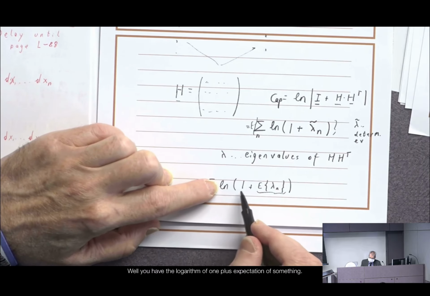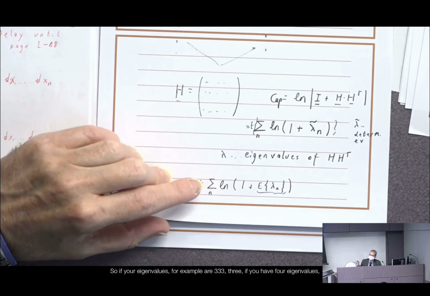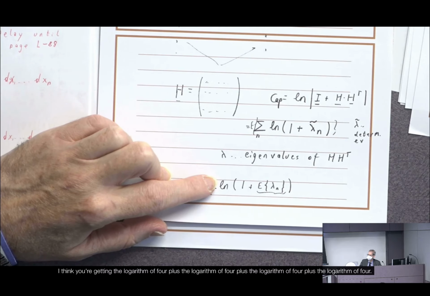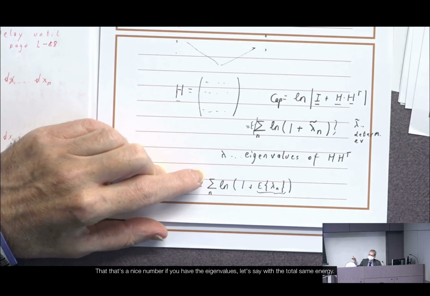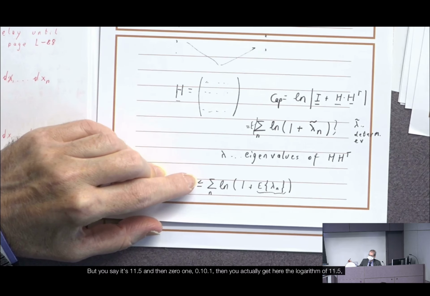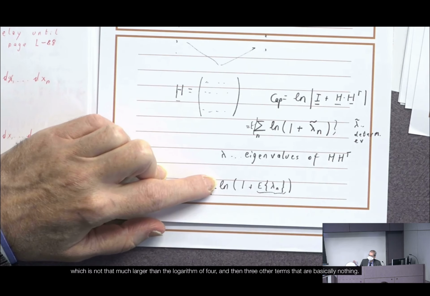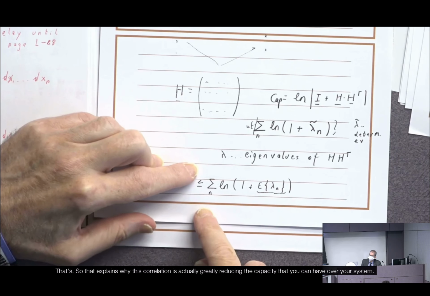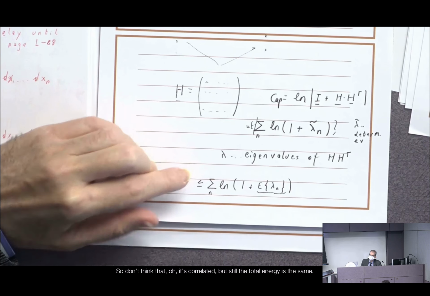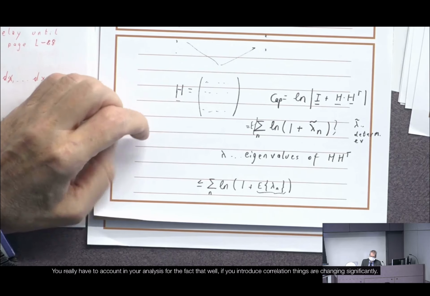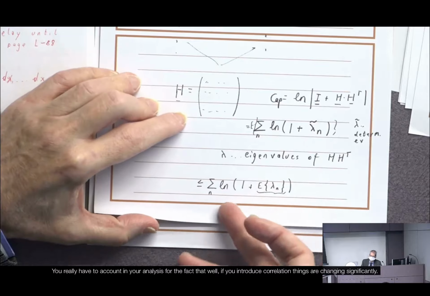And when you now look at the question of why does this correlation play a role, well, you have the logarithm of 1 plus expectation of something. So if your eigenvalues, for example, are 3, 3, 3, 3, if you have 4 eigenvalues, then you're getting the logarithm of 4 plus the logarithm of 4 plus the logarithm of 4 plus the logarithm of 4. And that's a nice number. If you have the eigenvalues, let's say, with the same total energy, but it's 11.5 and then 0.1, 0.1, 0.1, then you get the logarithm of 11.5, which is not that much larger than the logarithm of 4, and then 3 other terms that are basically nothing. And so that explains why this correlation is greatly reducing the capacity that you can have over your system. So don't think that, oh, it's correlated, but still the total energy is the same, so therefore we have the same system behavior. You really have to account in your analysis for the fact that if you introduce correlation, things are changing significantly.